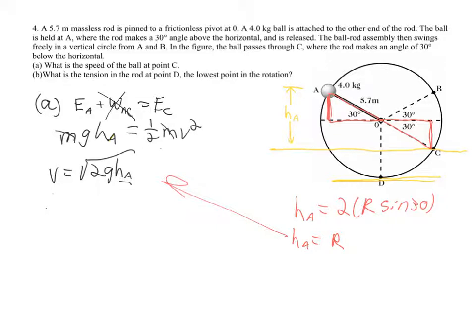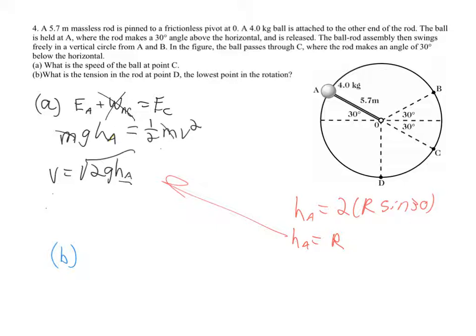What about part B? Part B does not ask us for the speed at D. Instead, it asks us for the tension in the rod at point D. And we might need the speed for it, we'll see. But we're asked to find the tension at point D. So let's go ahead and clear up our picture here. All right, so we're looking at point D. Tension right away. First thing, what do you think?